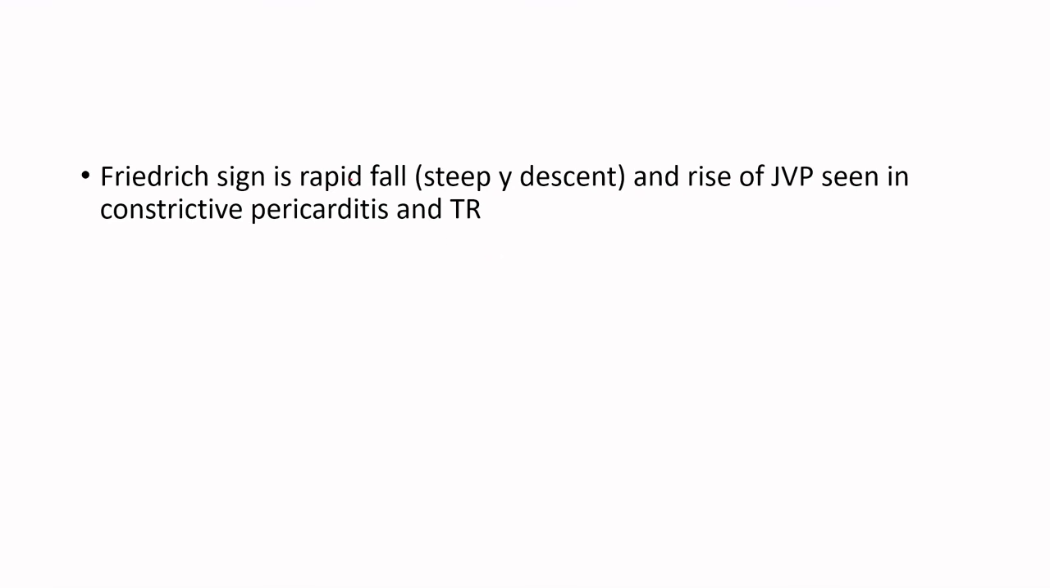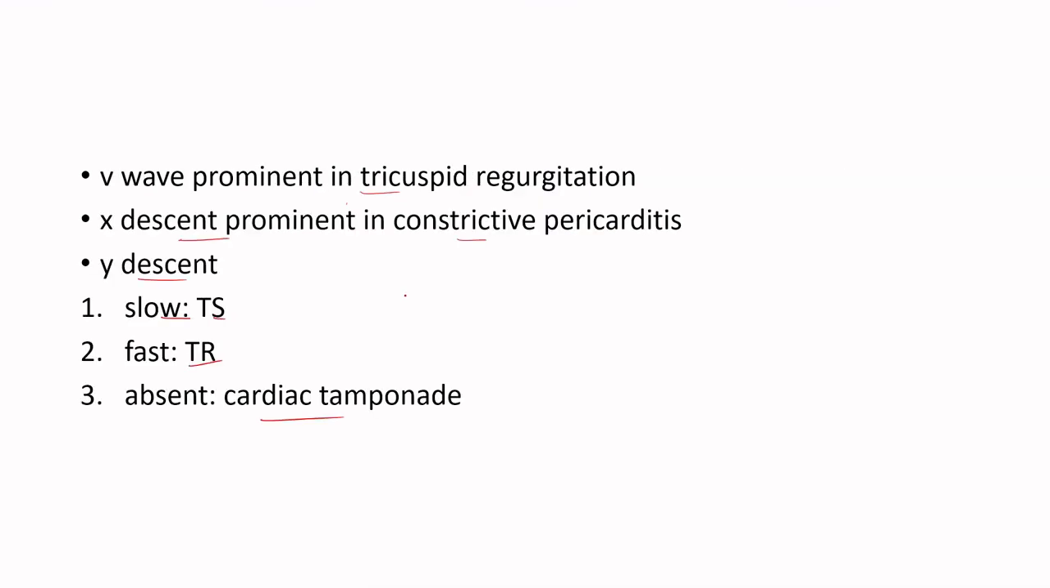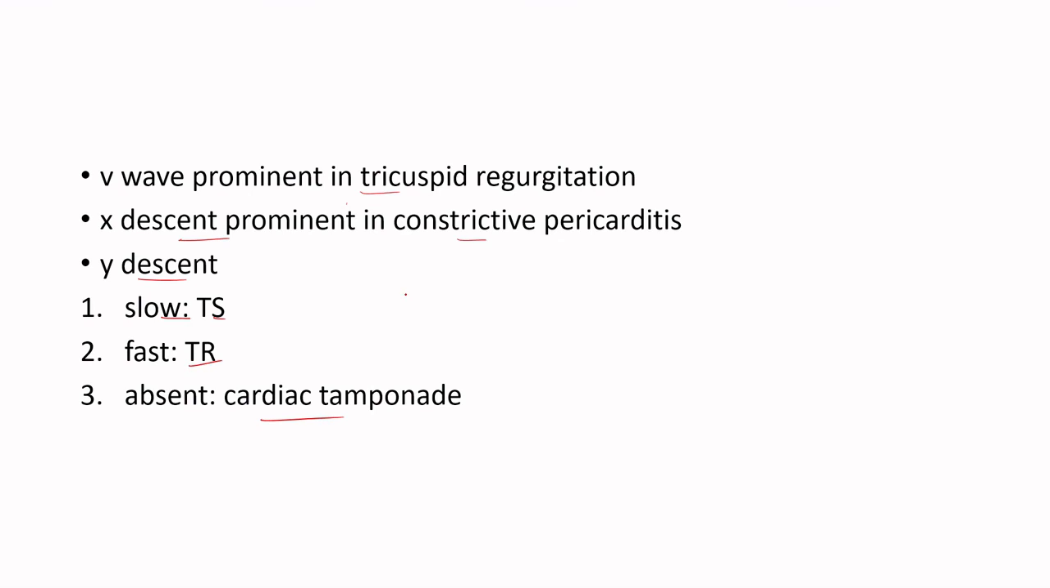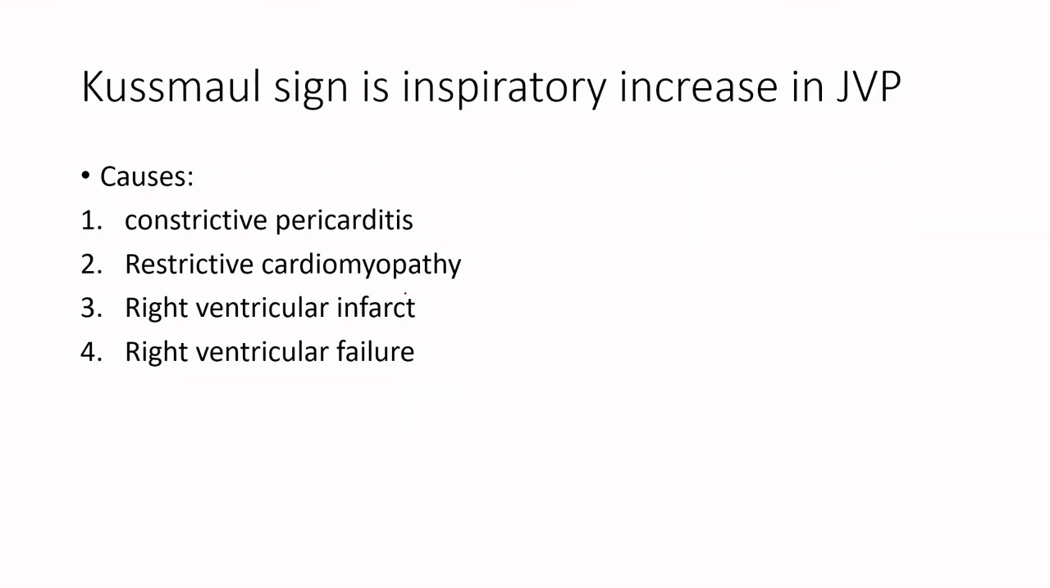Friedreich sign is a rapid fall, a steep Y descent, with a rise of JVP, seen in constrictive pericarditis and tricuspid regurgitation. Kussmaul sign is an inspiratory increase in jugular venous pressure. So these are the causes of Kussmaul sign.